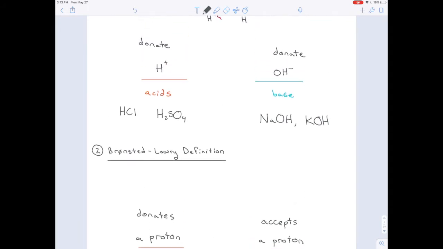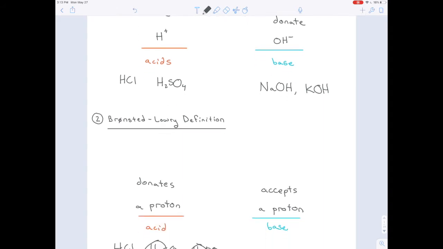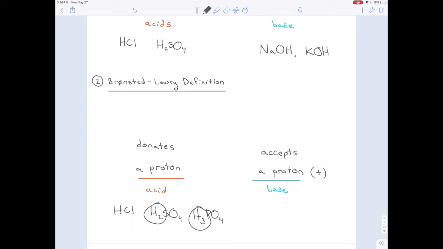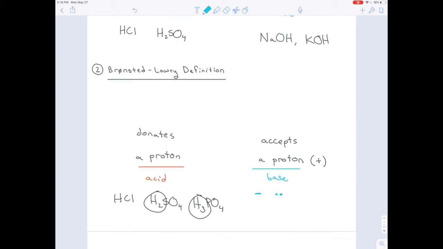Now, an Arrhenius base donates an OH minus, but a Bronsted-Lowry base is anything that can accept a proton. What would want to accept a proton? Remember, a proton has a positive charge, and so anything that has a negative charge or that has a lone pair of electrons would want to accept a proton. The poster child for a Bronsted-Lowry base is ammonia, NH3.